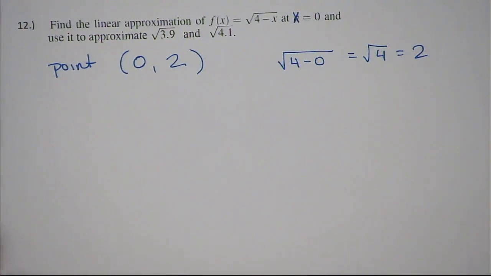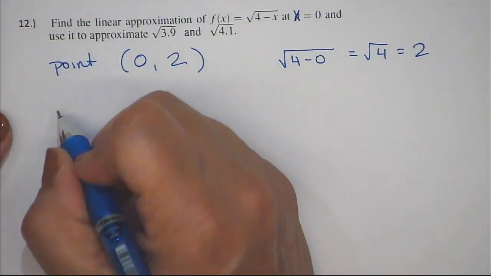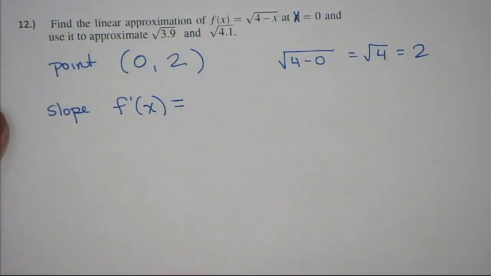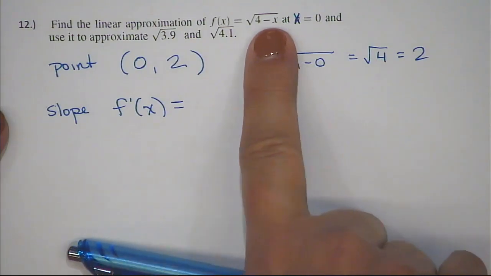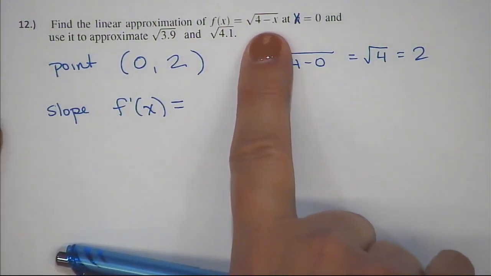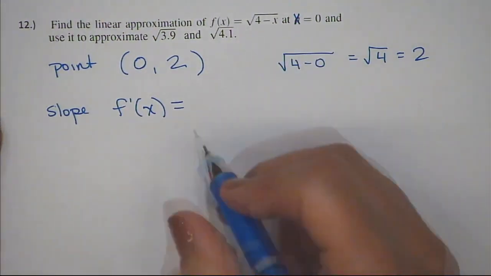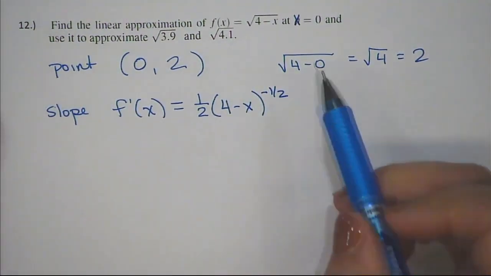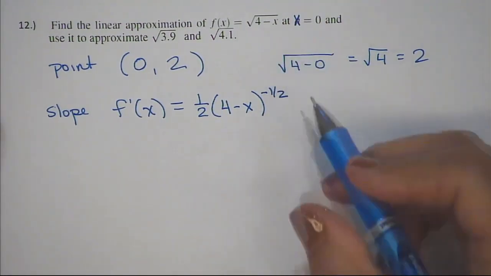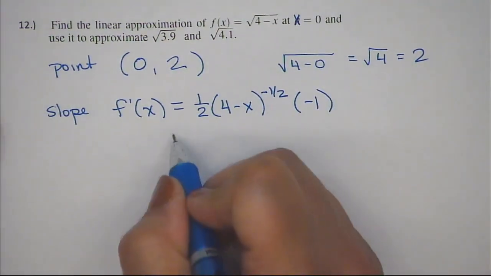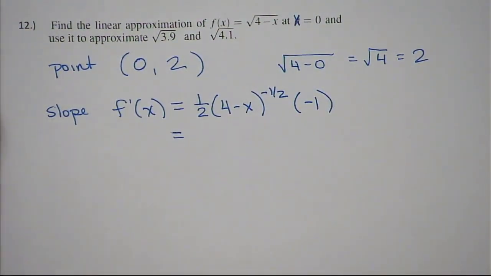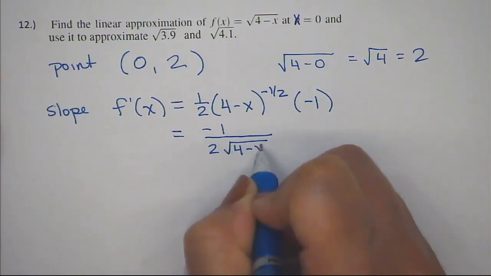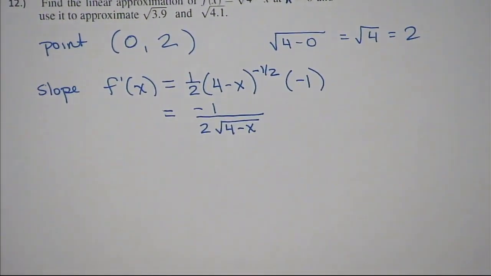And now we need the slope, so we're going to do the derivative. We're always going to start with these things. So what's the derivative? All right, so be careful. This is a chain rule, so you have to watch that -1 on the inside. So the derivative of the square root is 1/2, leave the inside alone, to the -1/2, and then times the derivative of the inside, which is -1. And then let's clean that up since we're going to use it. So that's -1 over 2 square root of 4 minus x. So we're going to plug 0 into that to get the slope.